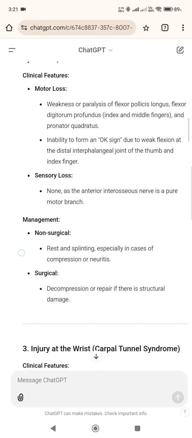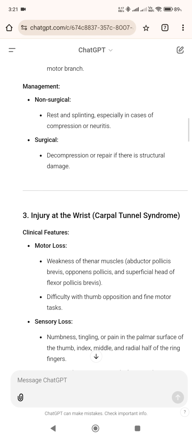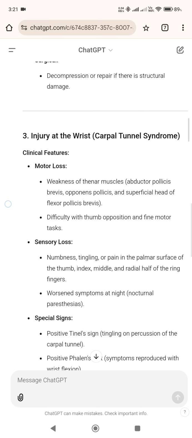Management: non-surgical, rest and splinting, especially in cases of compression or neuritis. Surgical, decompression or repair if there is structural damage.